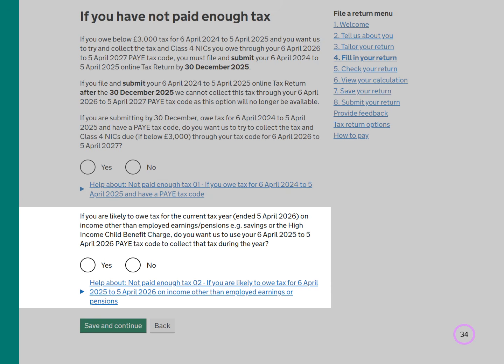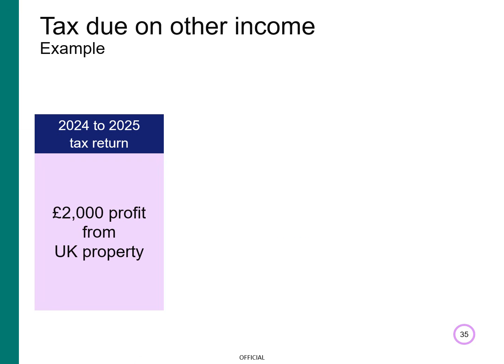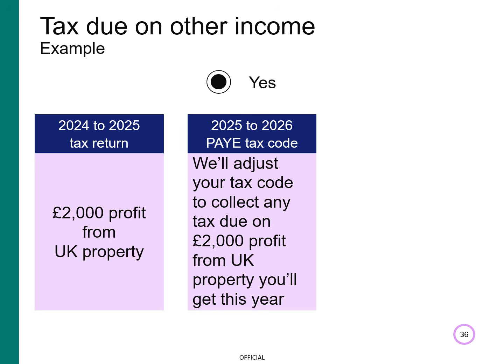Let's look at an example. On this tax return, you tell us you had a £2,000 profit from UK property. If you choose yes to this question, we'll adjust your tax code for this year to try to collect any tax due on £2,000 of property income that you'll get this year. When you fill in your tax return for 2025 to 2026, if we can collect it, you'll have paid the tax due on £2,000 of UK property income already through your PAYE source of income.